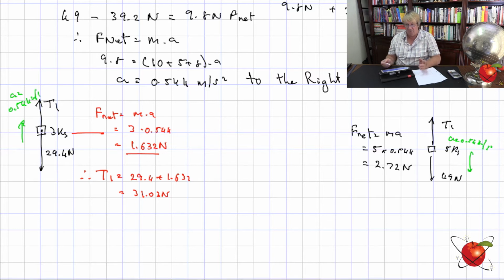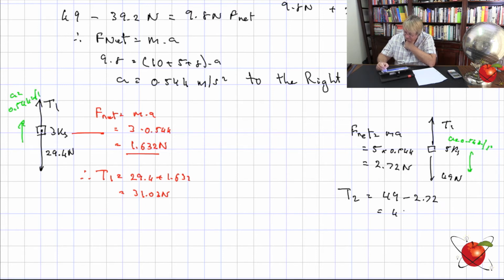Right? Now, is it 2.72 more down or more up? Obviously, it must be down. Why? Because that's less, right? So, less by how much? Less by that much. So we say T2 is going to be 49 minus 2.72, and that gives us 46.28. Right? So it must be, because my T2 must be less than my weight down, because I'm going downwards.